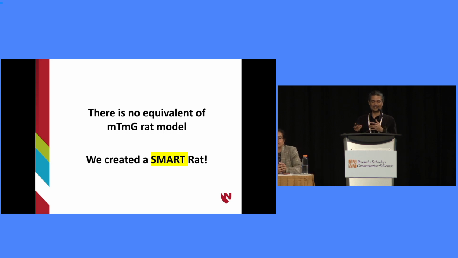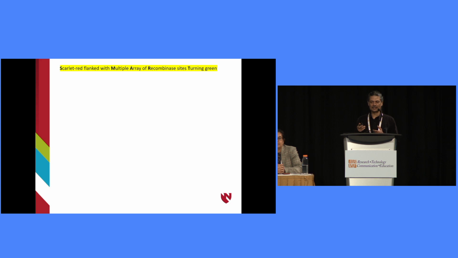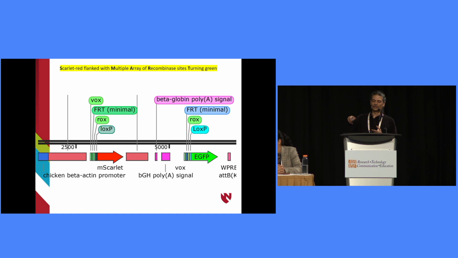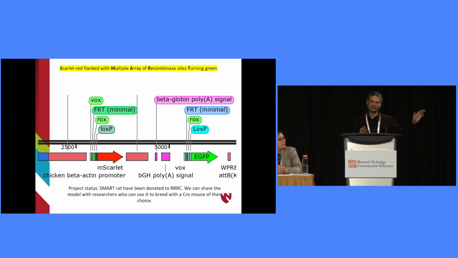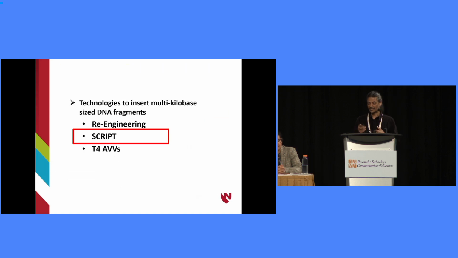So we created a smart rat, which stands for scarlet red flanked with multiple array recombinase sites turning green. The idea is that we took the mScarlet red and flanked it with multiple recombinase sites like Cre-lox, FRT, ROX, and FLOX. Then we inserted this into the Rosa locus. After you breed with any of these rats, you will be able to convert red into green. We call this the smart rat. As soon as I made this rat, I deposited it to the Rat Resource and Research Center in Missouri, and anybody who is interested in working on rat models can procure this rat.